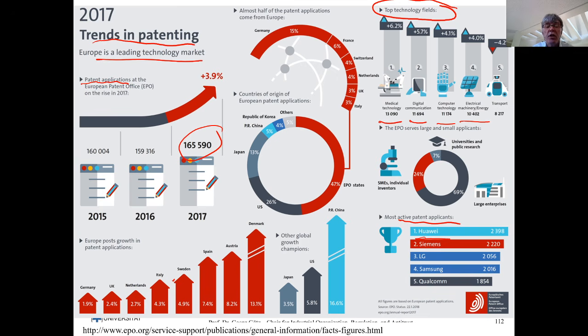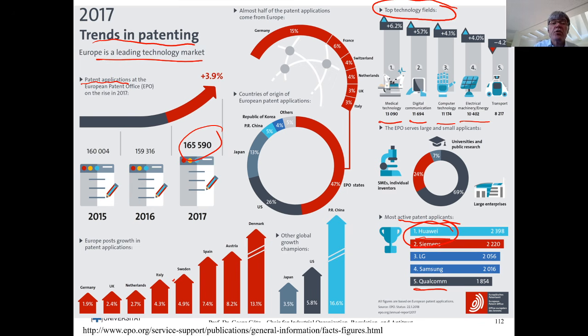And what you see here on the European level, Qualcomm is another company which you might be familiar with because they had a huge fight with Apple. They produce chips for smartphones. And the point here is what you see at the European level. The leading company is a Chinese company, and then you have Korean companies, a US company which applies for patents here, and Siemens is the second one.